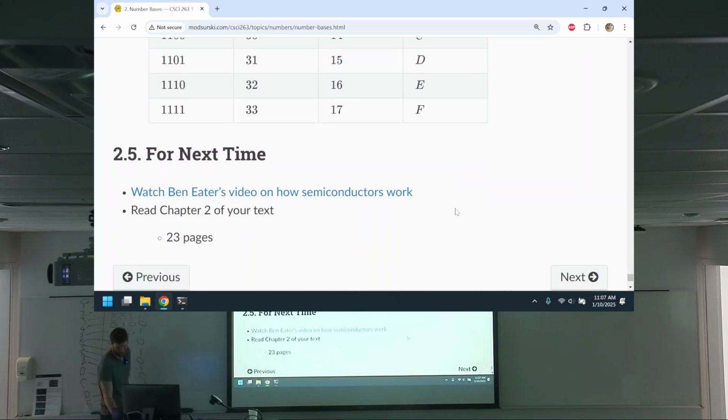FYI. So any questions about swapping around number bases or anything? Bless you.